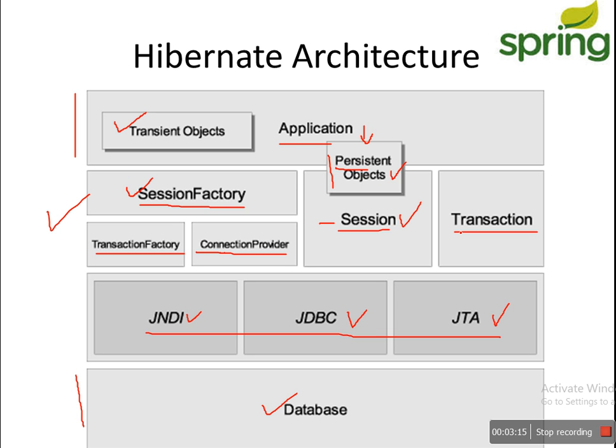Now per session you may perform multiple transactions on the database, so you might have a transaction factory where multiple transactions are being carried out. And here of course you are carrying out these transactions over the databases. In order to get connected with the database, you will require the connection provider. Now, dealing with the database through your Hibernate tool, you may use your Java Naming and Directory Interface, your normal JDBC connectivity, or your Java Transaction APIs. So this is what your Hibernate architecture is.